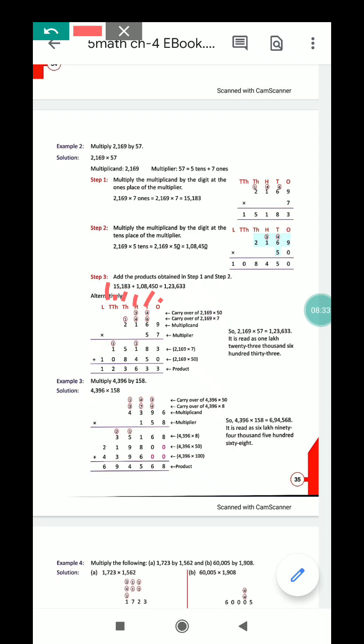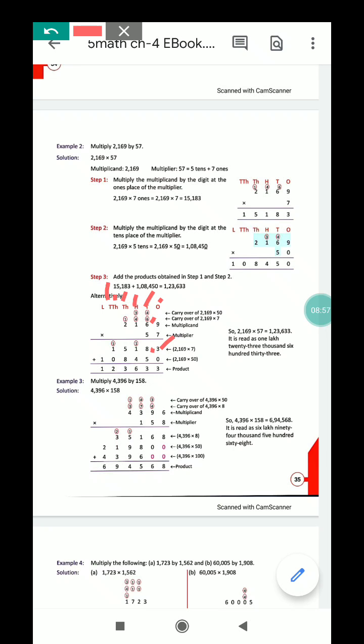2169 multiplied by 557. Simply add, multiply. 7 nines are 63. We have written 3, carry 6. 7 sixes are 42, 42 plus 6 is equal to 48.